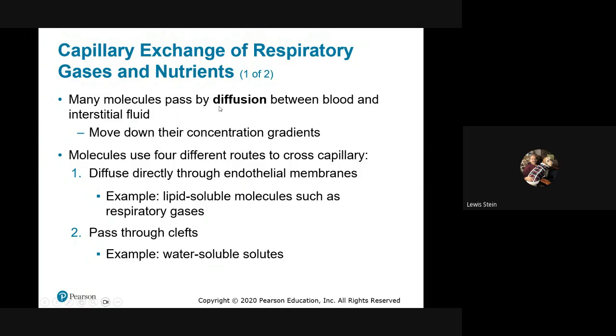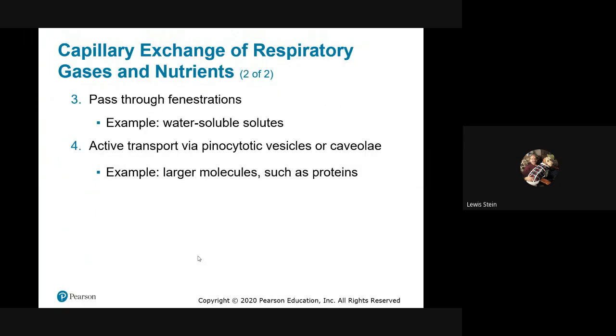blood. And all of this is about concentration gradients. That hasn't changed anytime soon. So these are the different routes. They can go right through the membrane, as you might guess, lipid-soluble molecules, particularly the oxygen and carbon dioxide exchange. We already knew that. Tiny clefts allow water-soluble molecules, all the different nutrients going out, or waste products coming in, to pass through those openings.